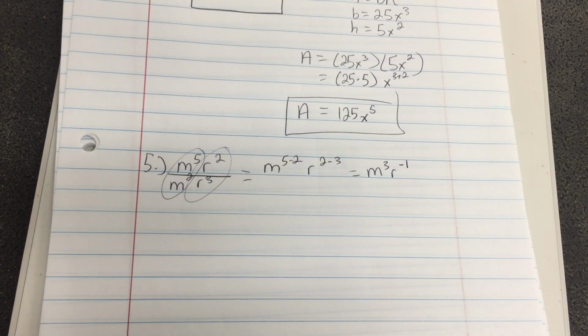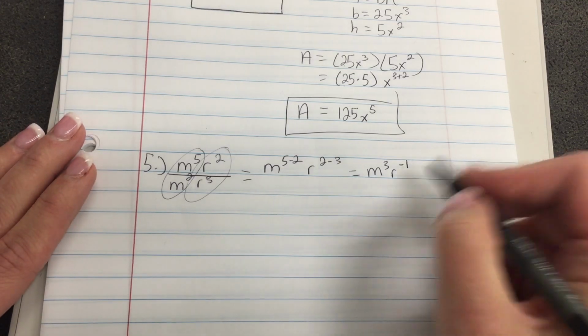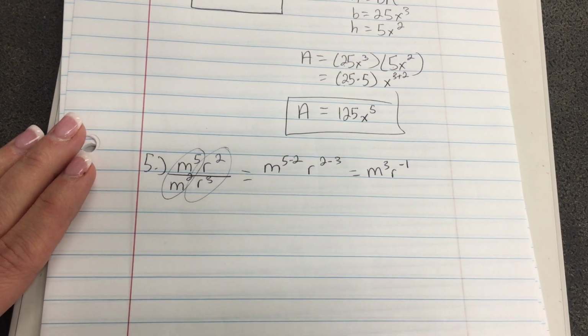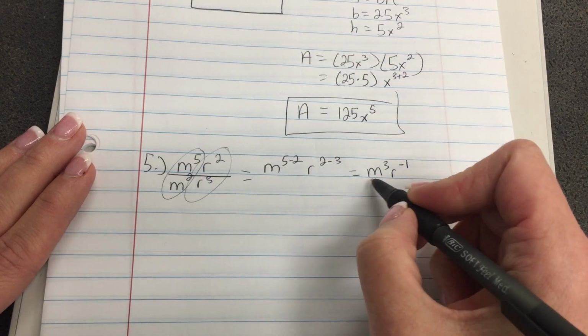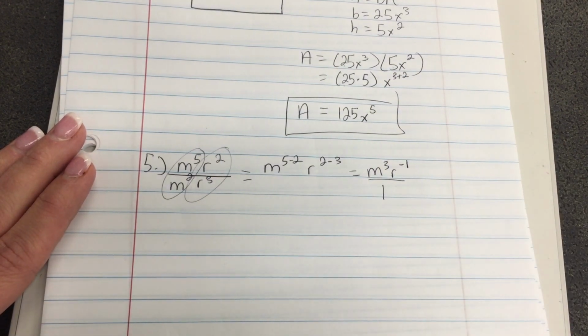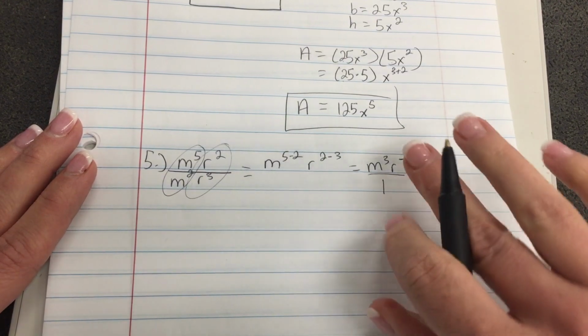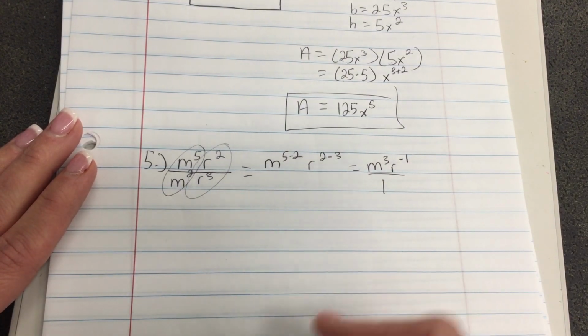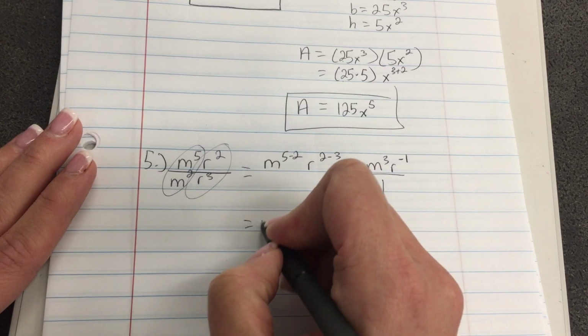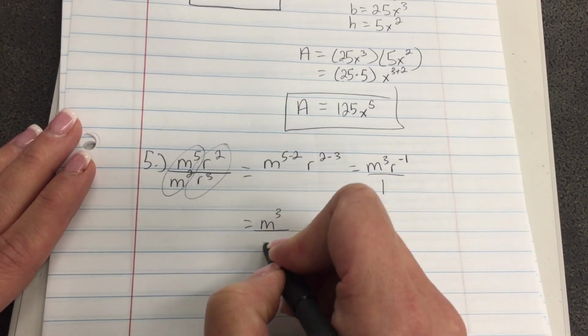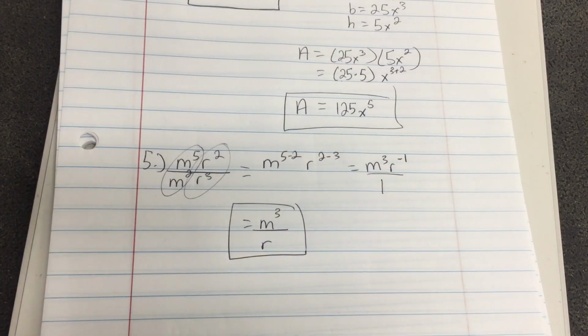Now with the laws of exponents, we're not supposed to have any negative exponents. The only way to make a negative exponent positive is to multiply by the reciprocal. The reciprocal simply means to flip the fraction. There's technically a 1 underneath this. So we're going to flip this fraction, and that puts the r in the denominator, which makes the exponent positive. So your answer would be m cubed over r.